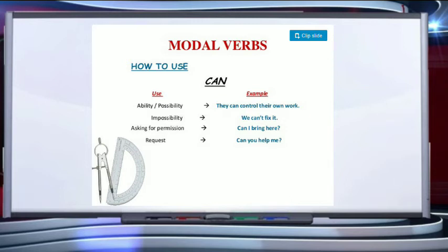Further, impossibility in the negative form, we can't fix it. That is showing that the task is impossible. Further, can is also used for asking permission. Like, can I bring it here? And for request, can you help me? But can is a more informal way of speech.